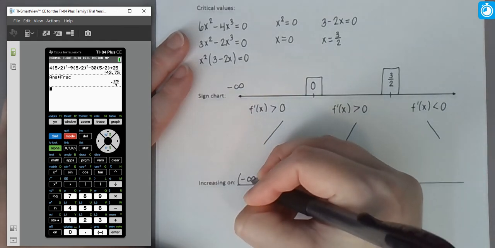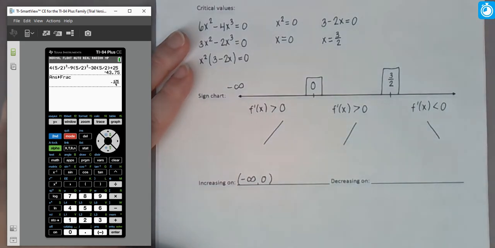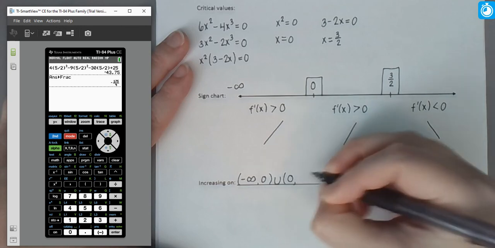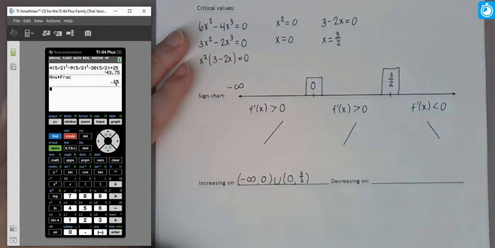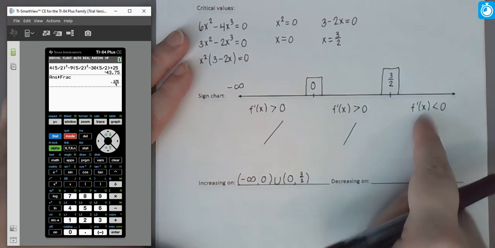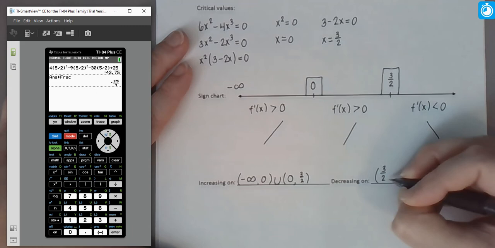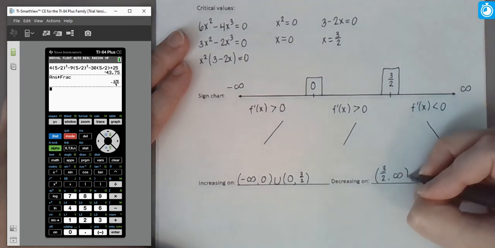So we're increasing on the intervals from -infinity to 0, again, not including 0. And then we're also increasing on the interval from 0 to 3/2. And then once we get to 3/2, our derivative had a negative sign, so we're decreasing. So we're decreasing from 3/2 all the way out to positive infinity.